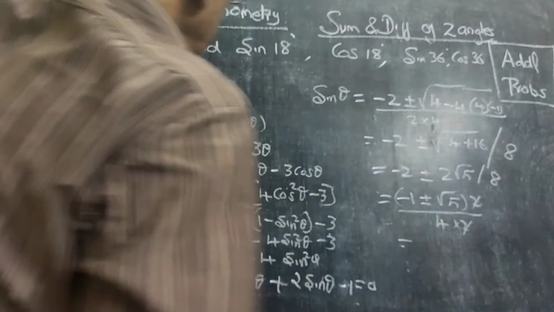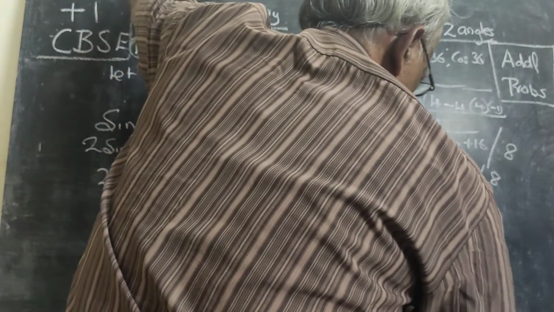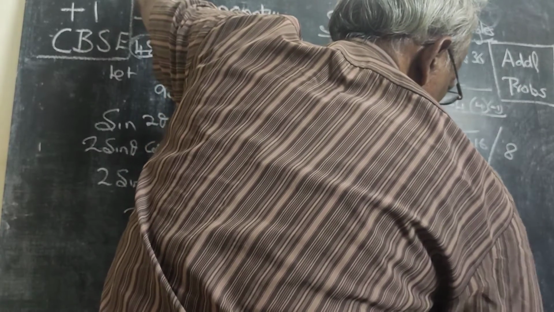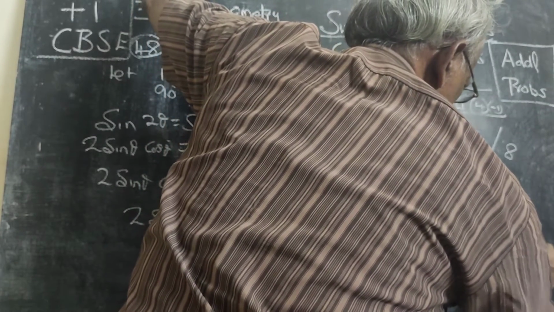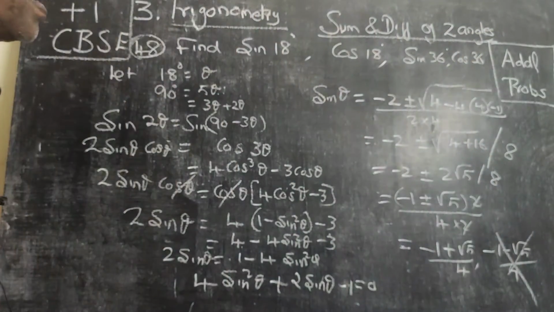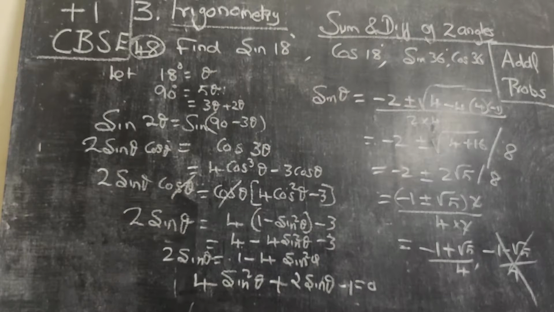So for sin 18, we are getting two values. One is minus 1 minus root 5 by 4. This is ruled out because theta lies in the first quadrant, so it must be positive only. So the value of sin 18 is root 5 minus 1 by 4.